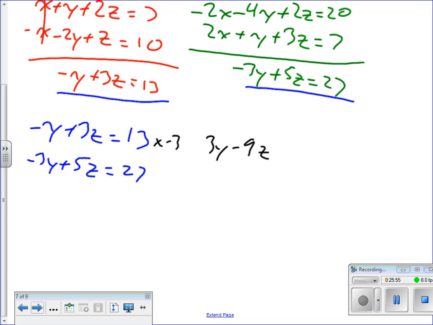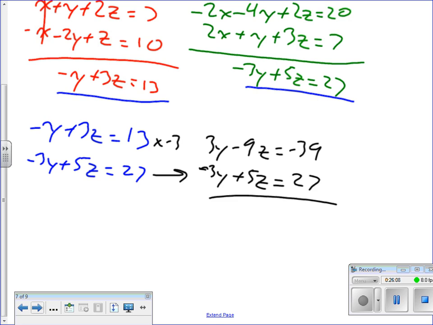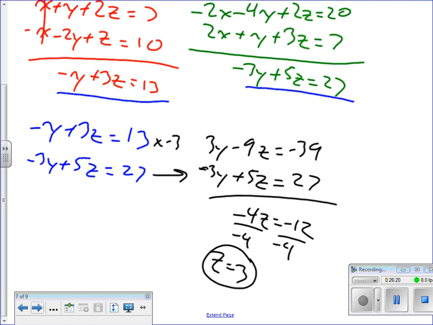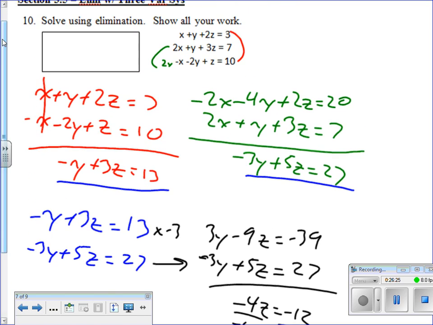Ooh, it is the same. Equals negative 39. Bottom one, do not change. I get negative 3y plus 5z equals 27. Add them together. Negative 4z equals negative 12. Divide by negative 4. And z equals 3. So there's one of my answers. z equals 3.